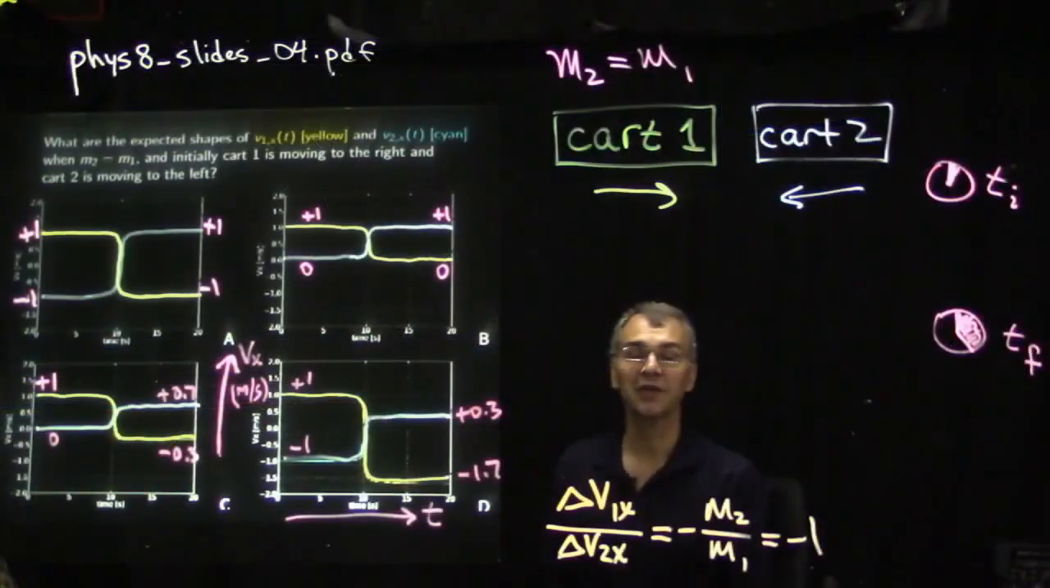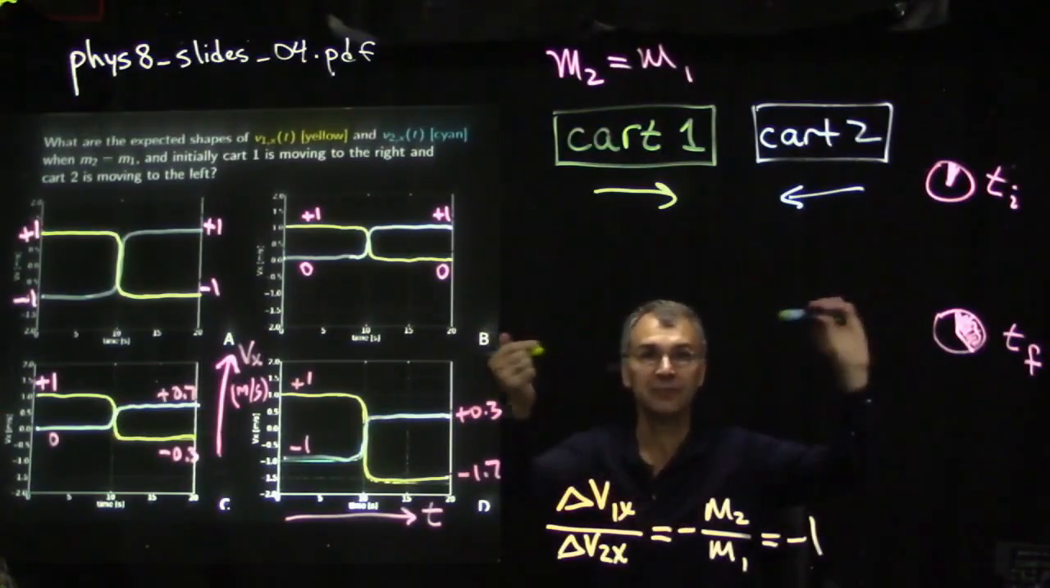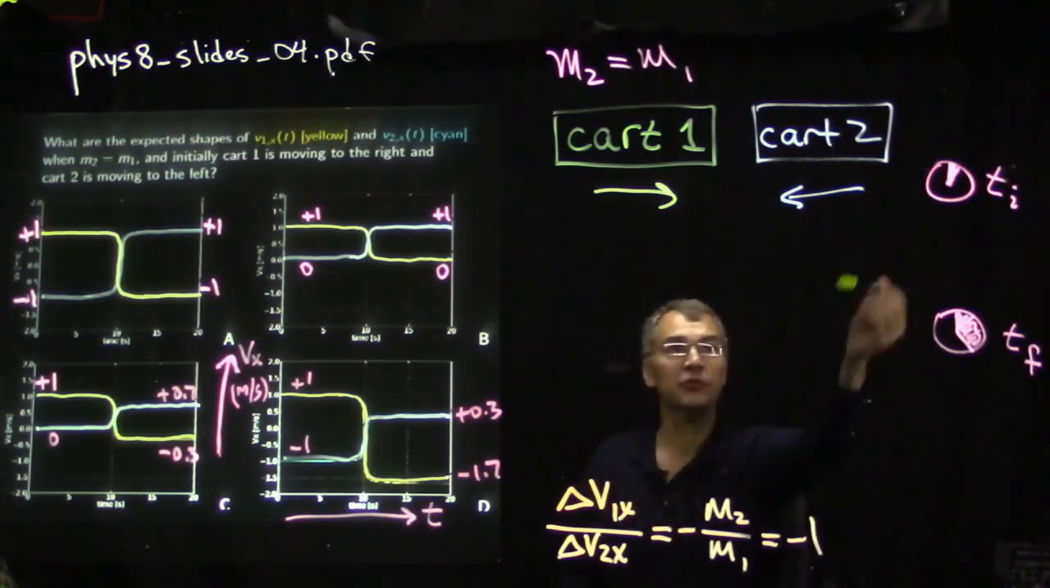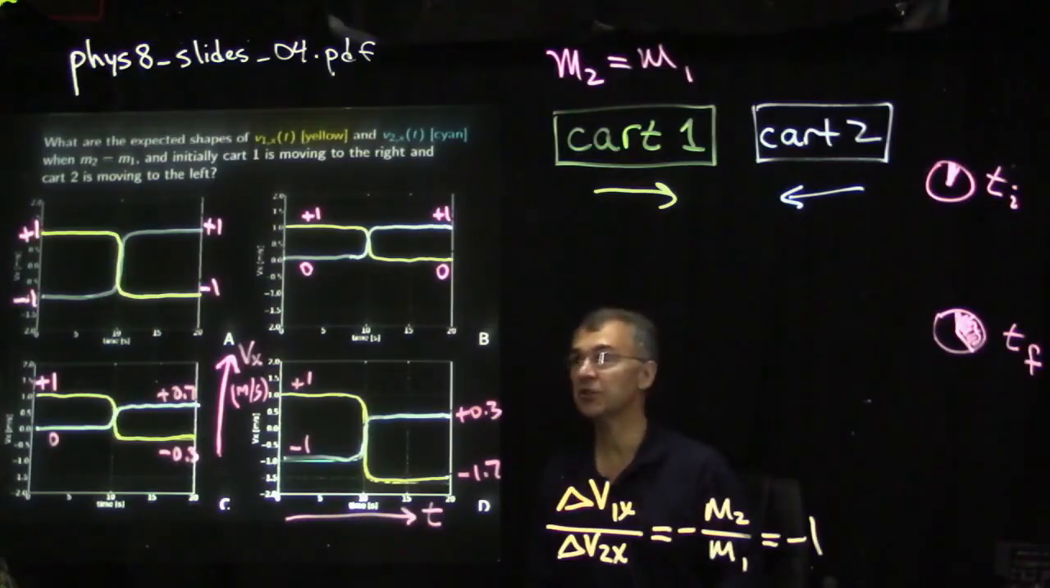Let's look at a second example with that same combination of masses. So the 2 carts are equal mass, but now they will initially be moving toward one another, like that. Cart 1 is moving to the right initially. Cart 2 is moving to the left initially. Let's see which of these graphs match those initial conditions.